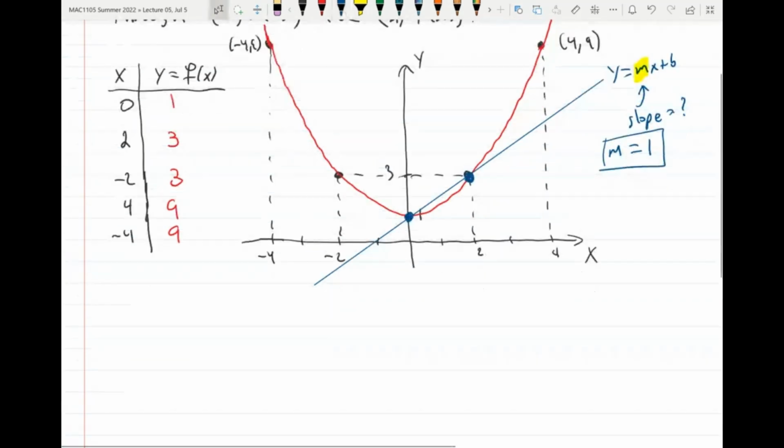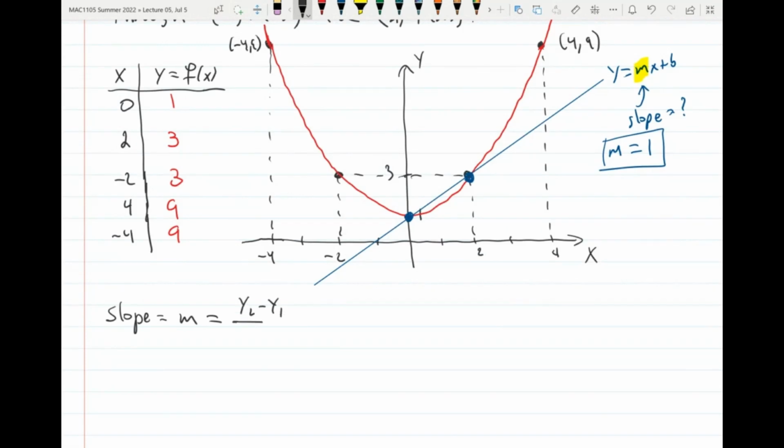Okay? Now, of course, we have a formula. The slope, which we call m, is typically y2 minus y1 over x2 minus x1. This is the difference of the y's, which tells you the change in y, divided by the difference of the x's, or the change in x. This is your rise over run.